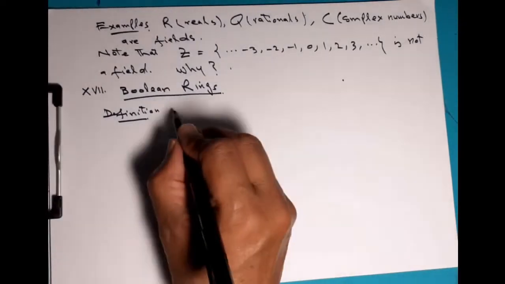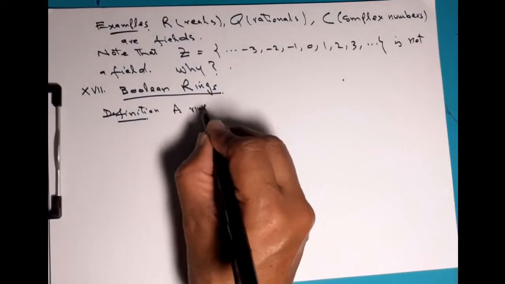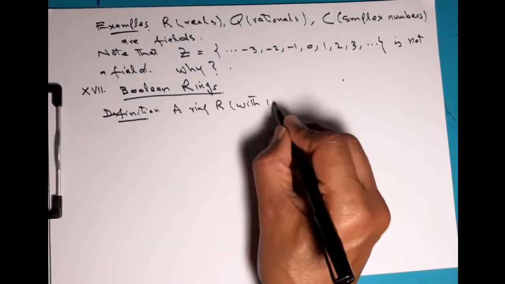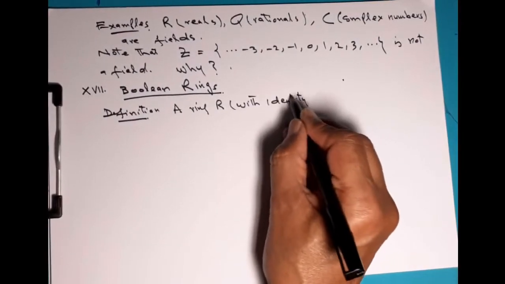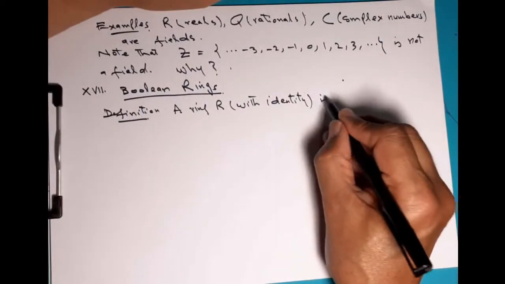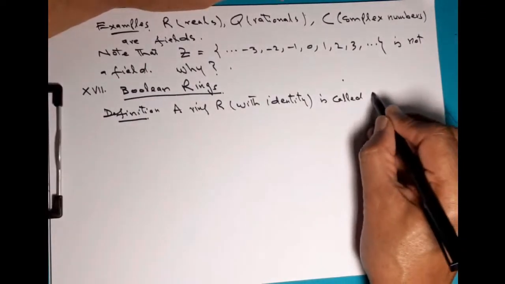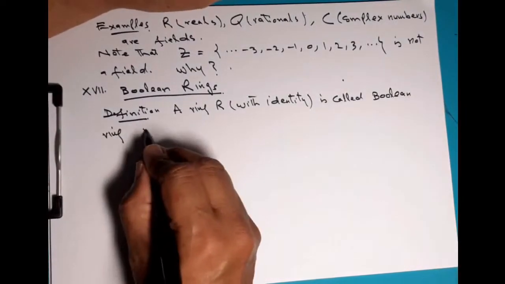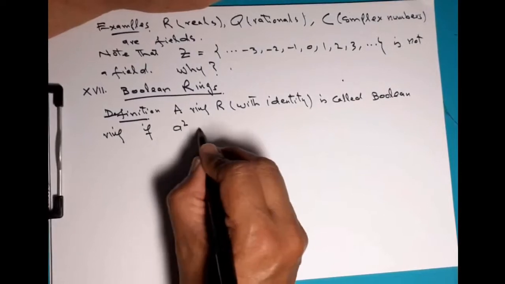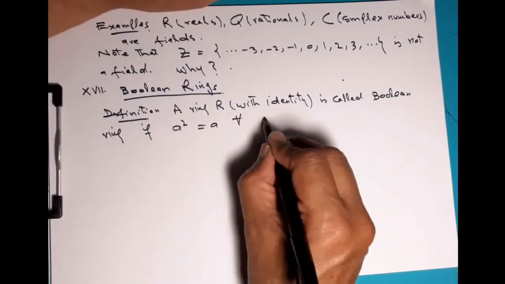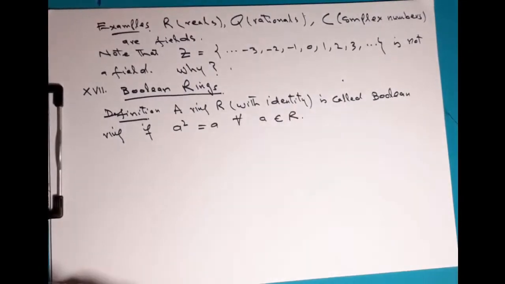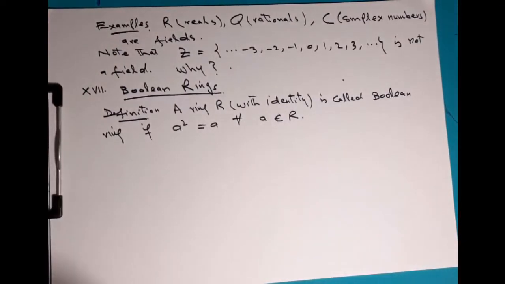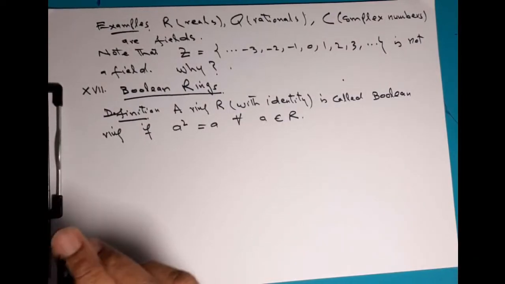A ring with identity is called a Boolean ring if a square is equal to a for all a belonging to R. So a ring is a Boolean ring if a square is equal to a for all the elements of the ring.